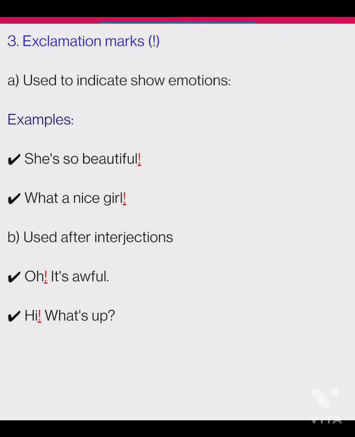And the exclamation mark is also used after interjections like, "Oh, it's awful!" "Hi, what's up!" So for these two sentences also we use the exclamatory mark.